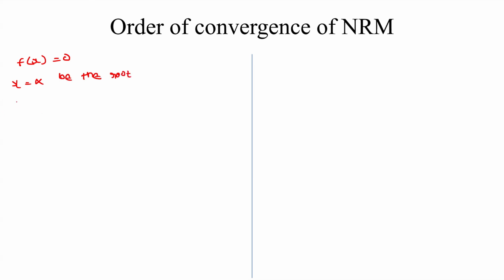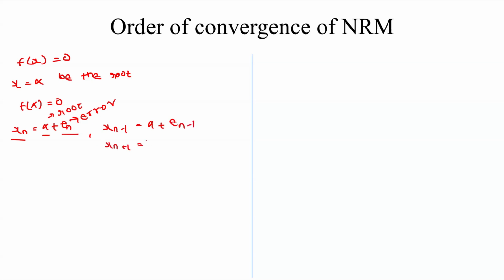Then f of alpha is equal to 0, because alpha is the root of f of x. And xn is equal to alpha plus en, where en is nothing but the error and alpha is the root. So xn is the root plus the error term. We can also write xn minus 1 as alpha plus en minus 1 and xn plus 1 is equal to alpha plus en plus 1.